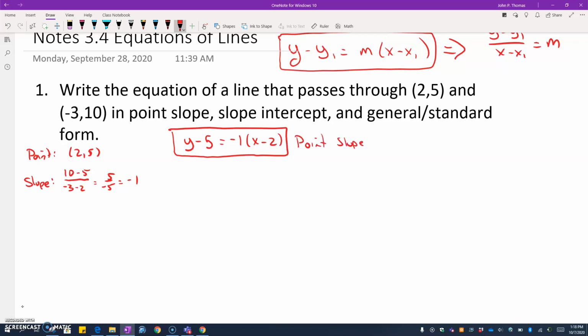Now we need to take this and change it into slope intercept form. All right, so we're going to start by distributing. So y minus 5 equals negative 1x plus 2. Then we're going to add that 5 over. And at this point, I have y equals negative 1x plus 7. All right, this is our slope-intercept form.